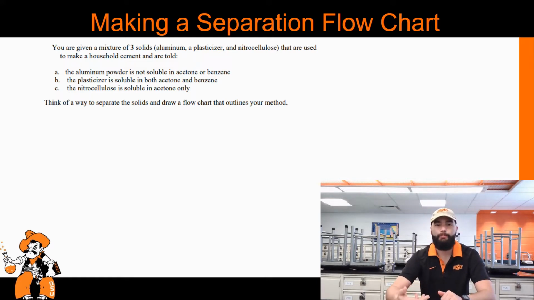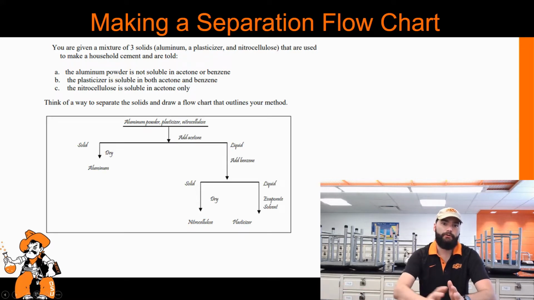You can then evaporate that acetone and now add benzene to it. Once you add benzene to it, the plasticizer is going to redissolve in the benzene, but the nitrocellulose is going to remain solid. So now you can separate those two, and you now have a separation of those 3 solids.